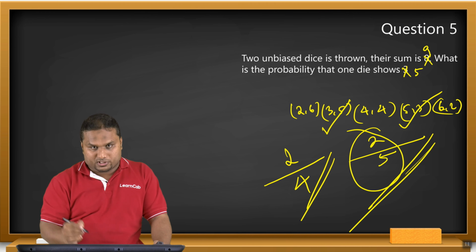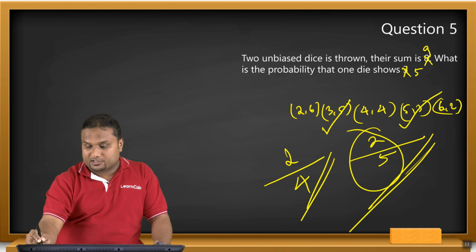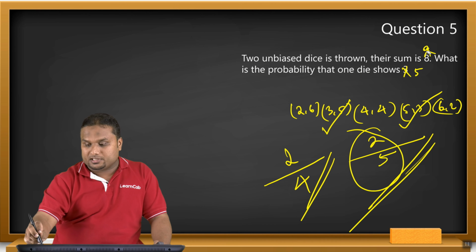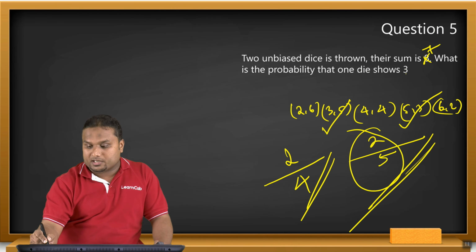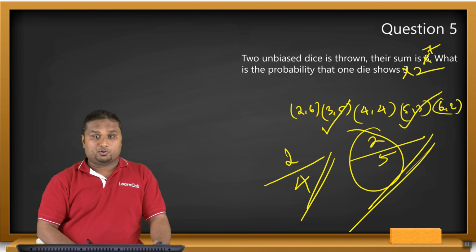I'm giving you one more question. Their sum is equal to 7. Instead of this 9, I'm changing. Instead of this 8, it is 7. Their sum is equal to 7. Now they're asking what is the probability that 1 die shows 2.